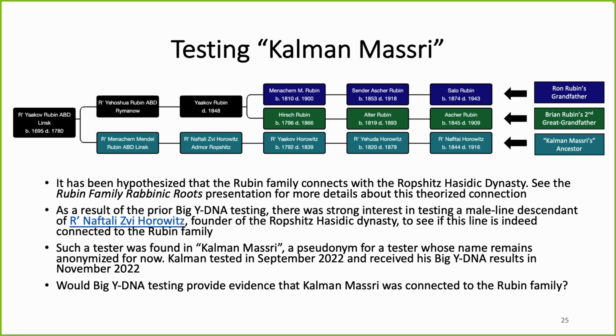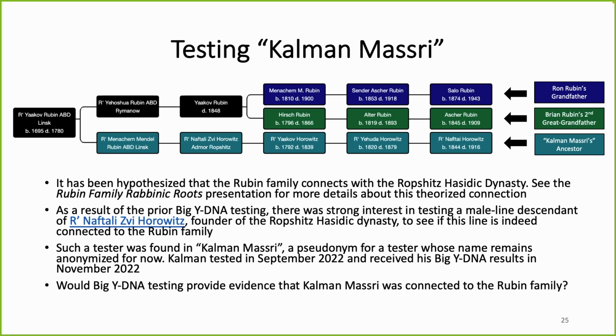And he's like, you know what? There are a lot of male line descendants of Rabbi Naftali Tzvi Horovitz today who are Hasidim, and I'm going to find one and get that person tested. So he, along with some other people in the Hasidic community who I've connected with, who are interested in tracing the Y-DNA line, found such a tester. But I do not know the name of this tester. They have provided me his pseudonym, Kalman Masri, and that's what I'm going to be referring to him as. I don't know his real name, but his last name is Horovitz because he descends from this Horovitz family.